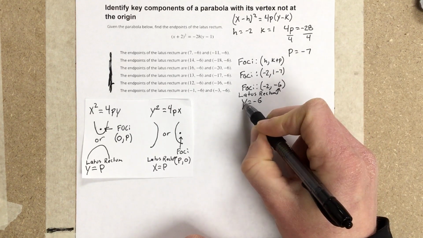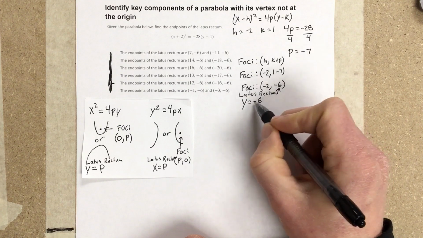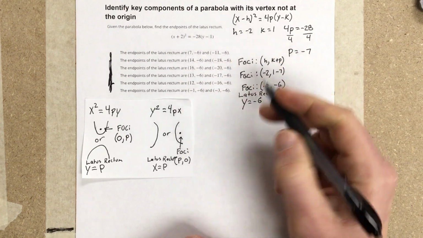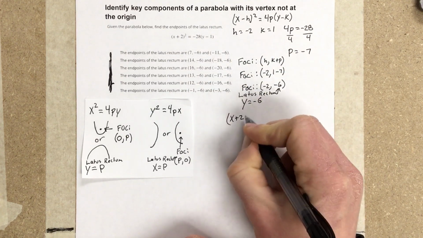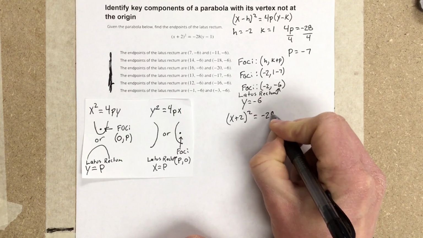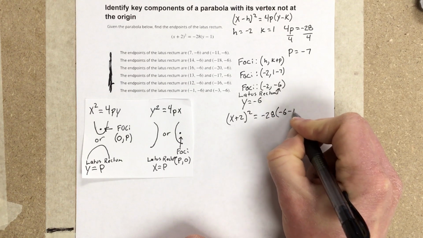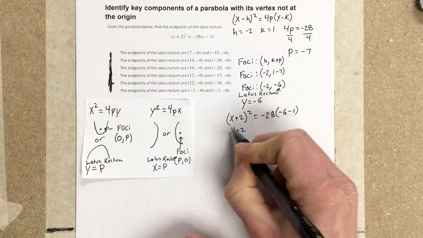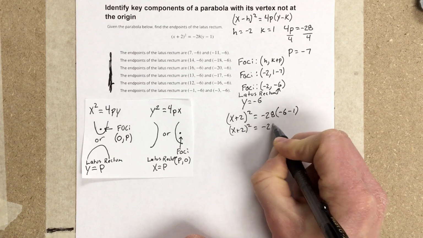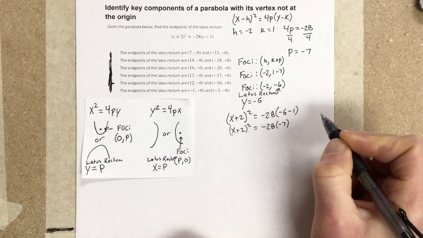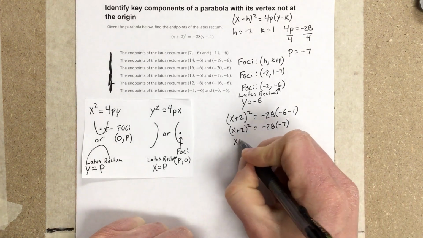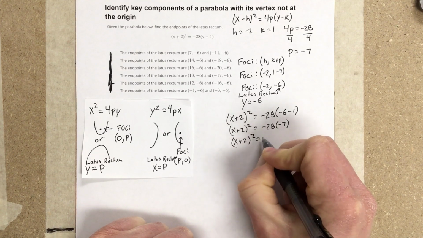And then what I want to do is figure out what the endpoints are for that y equals negative 6 value. So I go back to the equation and I plug in. So I have (x + 2)² equals negative 28, and I plug in the negative 6, so I have negative 6 minus 1. So I have (x + 2)² equals negative 28 times negative 7. I get 196 there. So I have (x + 2)² equals 196.